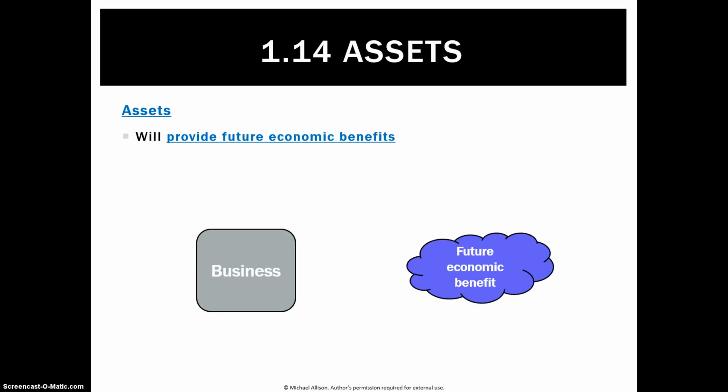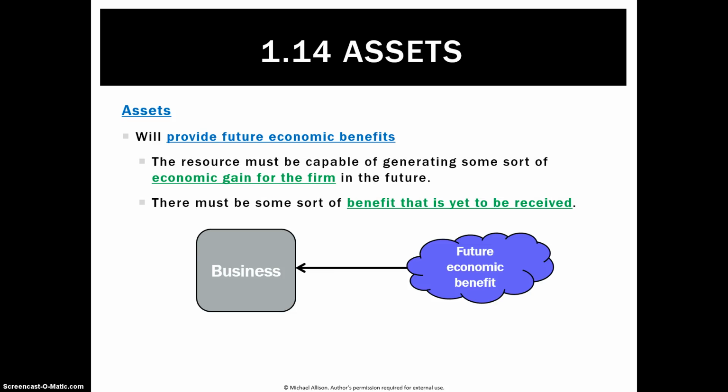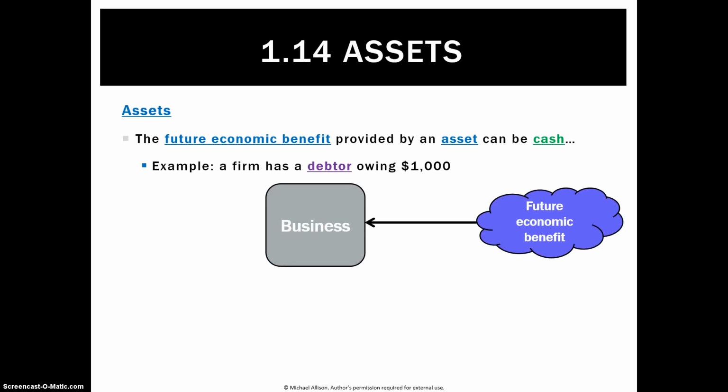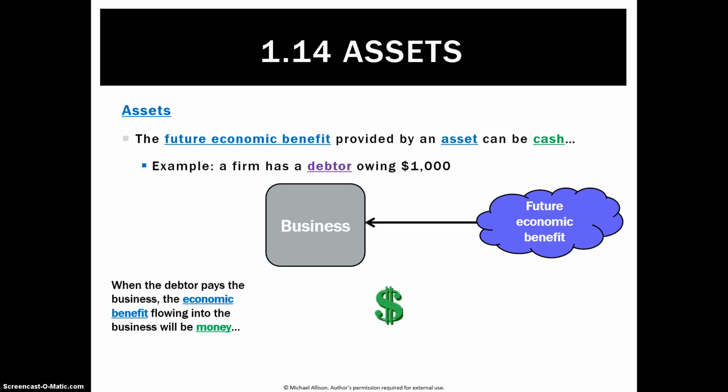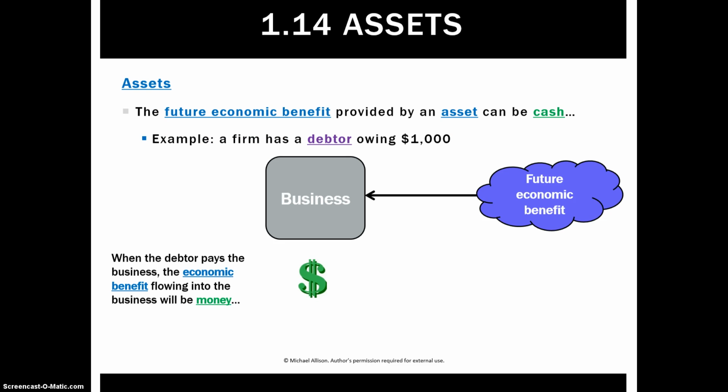And the last part is it must provide future economic benefits. So in this case, we want some sort of economic gain for the firm and there's some sort of benefit that we haven't received yet. The most common example of a future economic benefit is cash. So for example, we have a debtor who owes us $1,000. What that means is at some point in the future, that debtor will pay us money, so therefore the future economic benefit is cash.